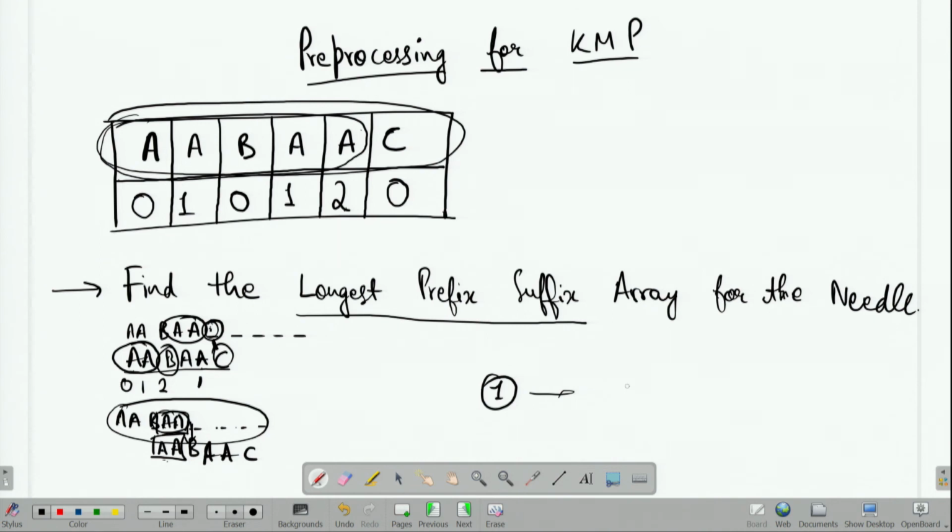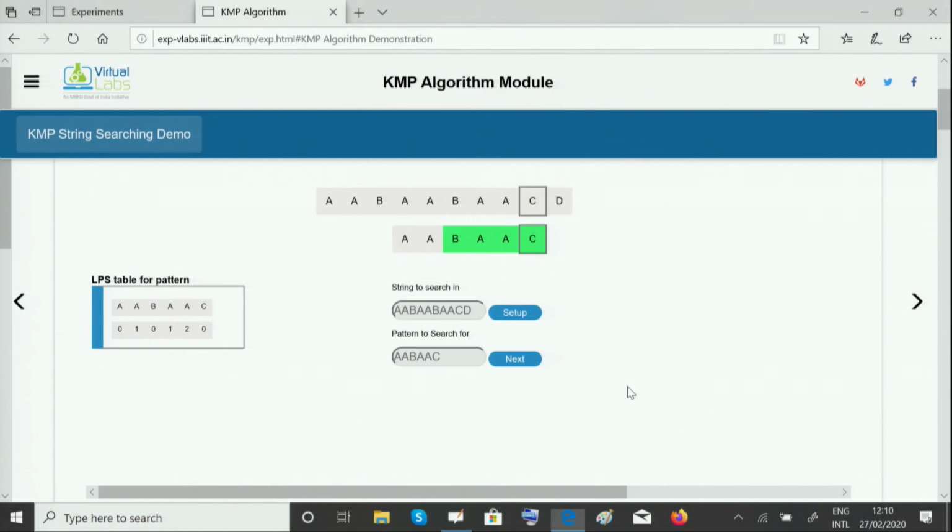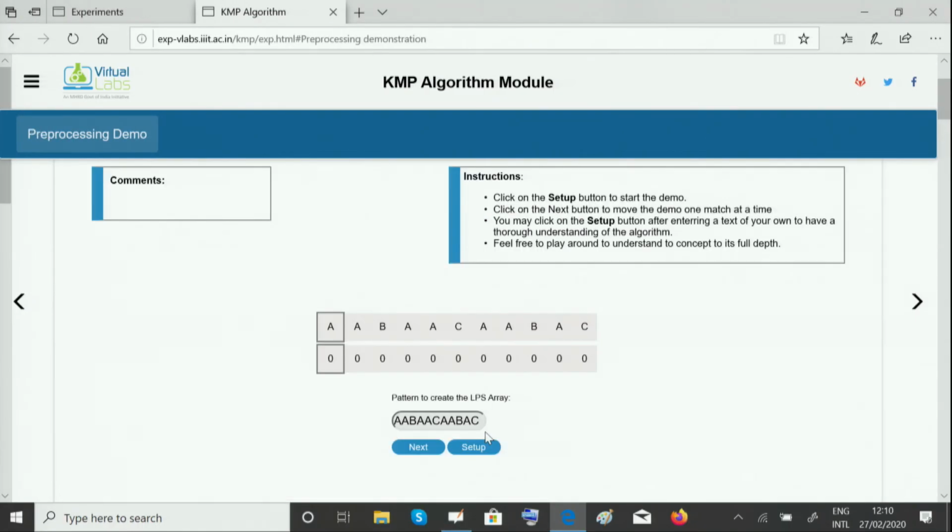Let's try to look at an example of finding the pre-processing array for a particular needle. Now let's try to find the LPS array for this particular needle. Since A is equal to A, we assign value 1 here. Since B doesn't have any prefix, it is equivalent to 0. Again, till AABA, A is a prefix as well as a suffix, so we assign the value 1.